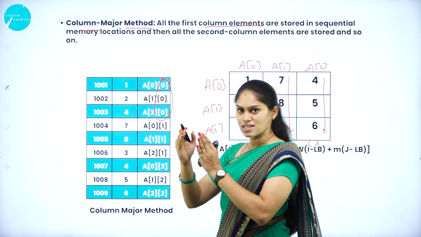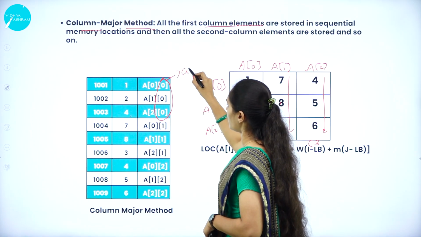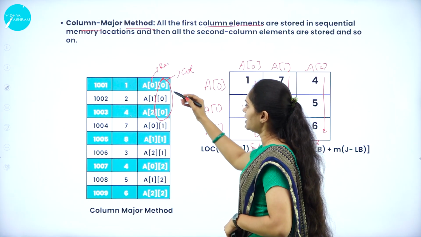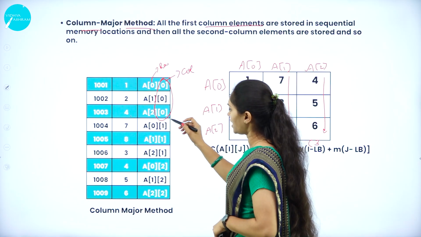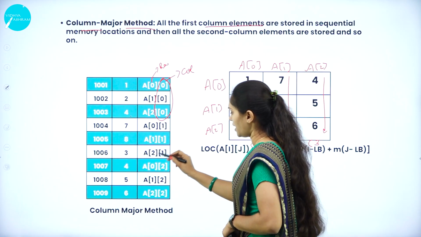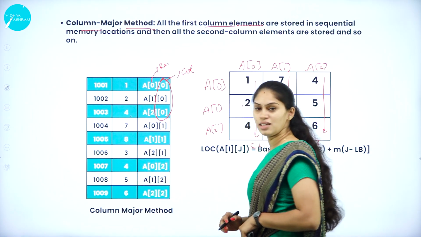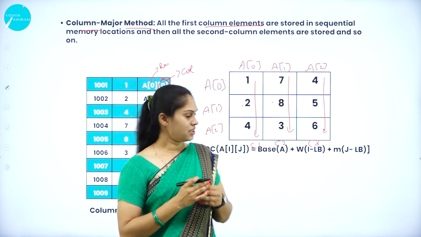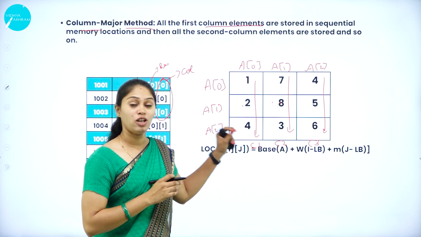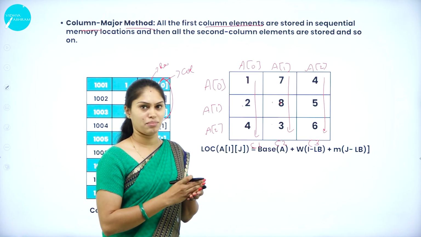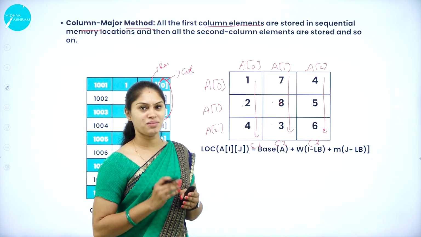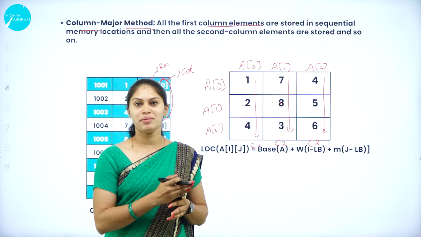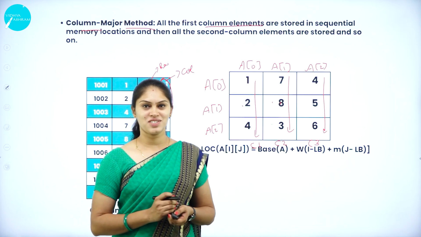What we have in the second subscript represents the column, and this represents the row. So this indicates that the 0th column elements are here, the first column elements are here, and we have the second column elements in the last one. That is, it will be stored sequentially, and we have a formula in order to find the location of any of the elements with respect to the column major method. So this is how we are going to represent a two-dimensional array. Either it can be the row major method or the column major method.